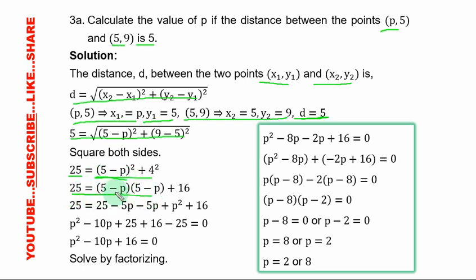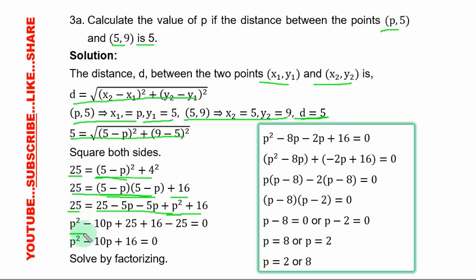Because of the square, you write that bracket twice, plus 4 squared, that is 16. If you expand this bracket, you have this result, plus 16. So now we need to rearrange. Because it is quadratic, one of the sides needs to be 0. Since P squared is positive, let's leave it here and move 25 to the right hand side.